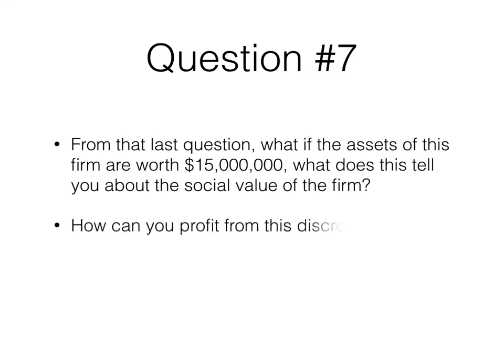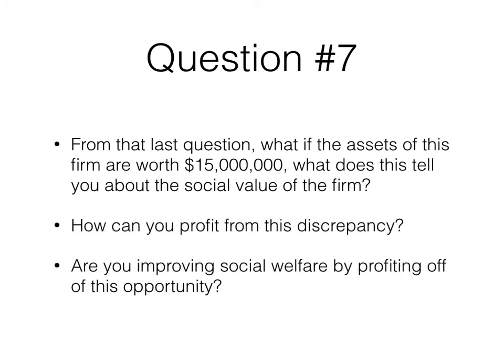Question number 7, assuming what we just figured out, $12,600,000 evaluation of that firm. What if the assets of the firm are worth $15 million? What does this tell you about the social value of this firm? In other words, its capitalization value is $12,600,000. Its asset value is $15 million. What does that tell you?